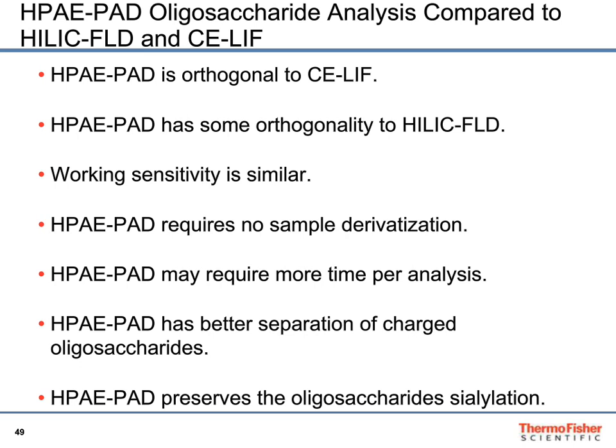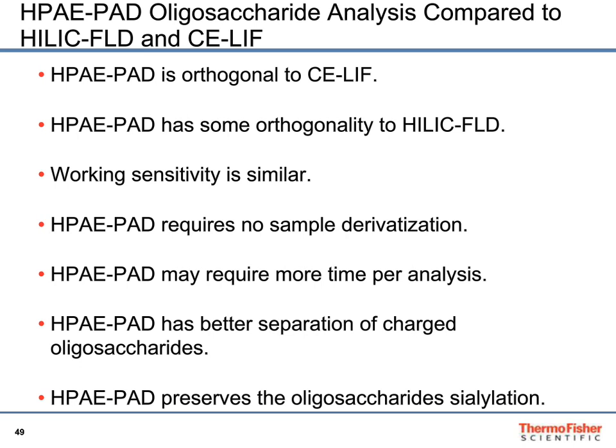We have better separations of charged oligosaccharides, especially compared to CE. And because we're not doing any kind of derivatization in acidic media, we are able to preserve our sialic acids. So we have the best way to see sialylation.